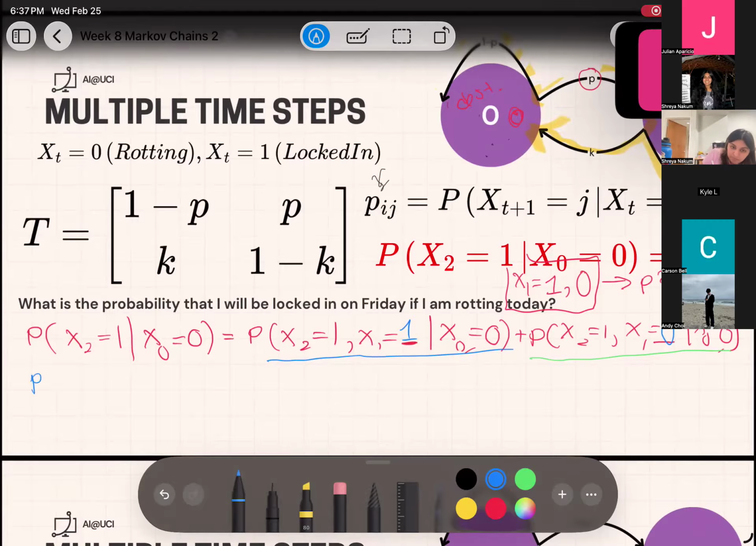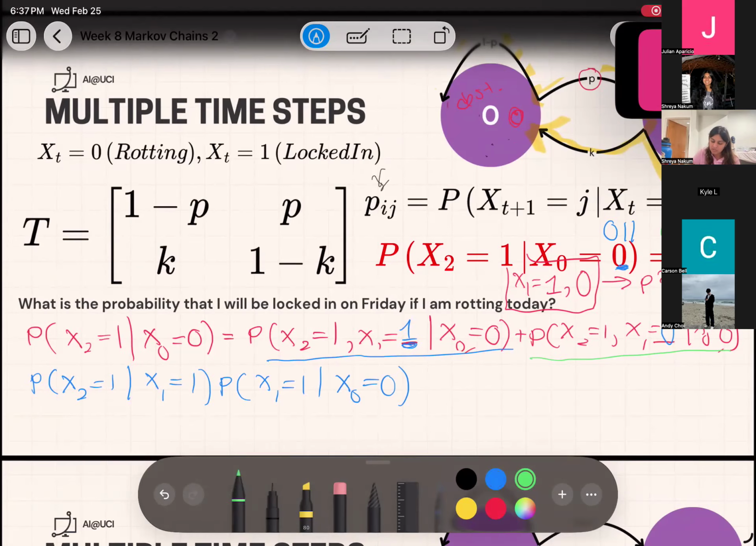So now we can say, for the first equation, probability x2 equals 1, given that x1 equals 1, right, we have here, times the probability x1 equals 1, given x0 equals 0. This is our sequence, our 0, 1, 1 sequence. That's this right here. Our second sequence is going to be 0, 0, 1. So that's this right here. And if you really digest it, it makes sense. Does that make sense? How we got there? Yes.